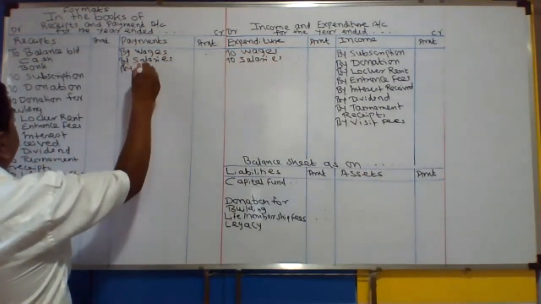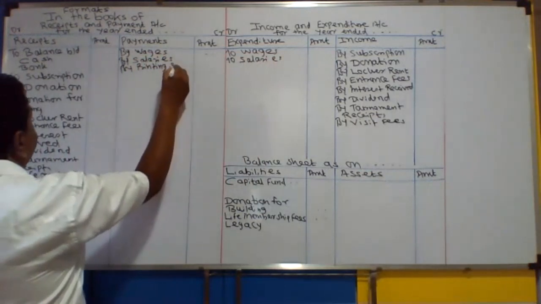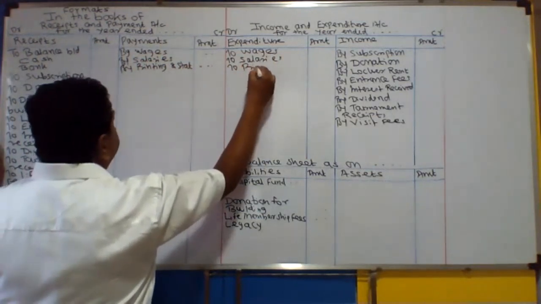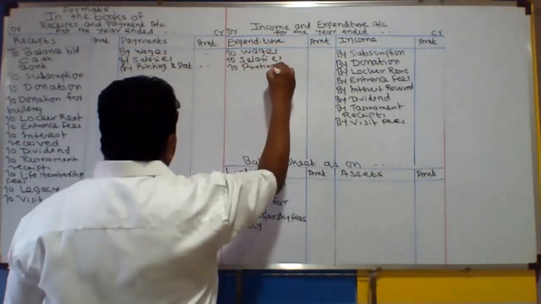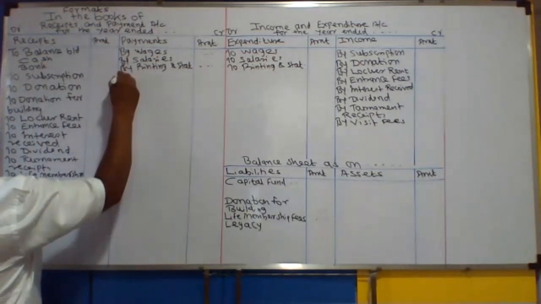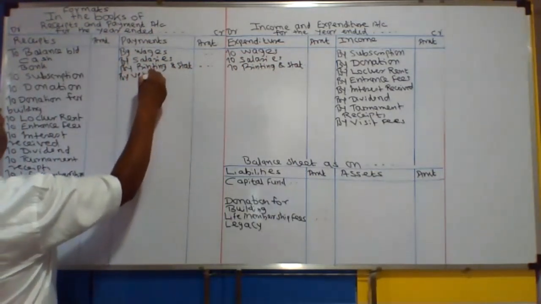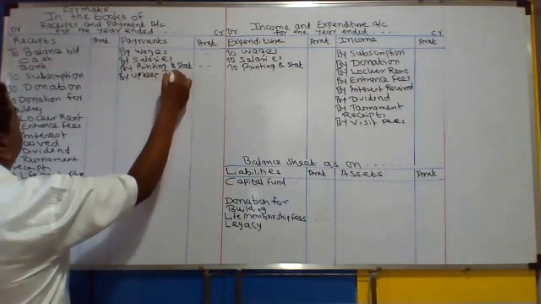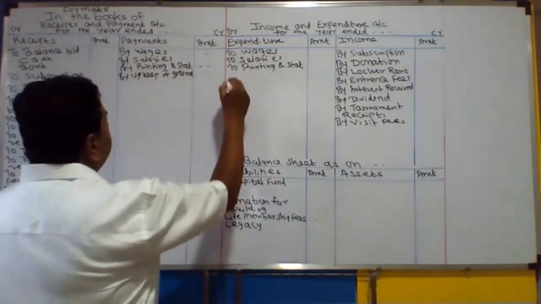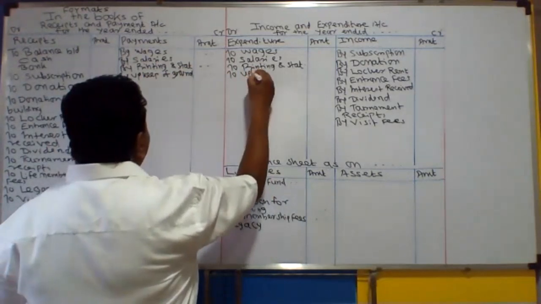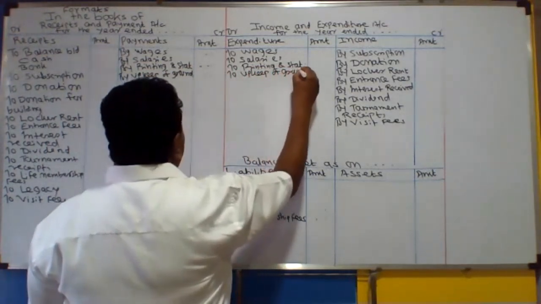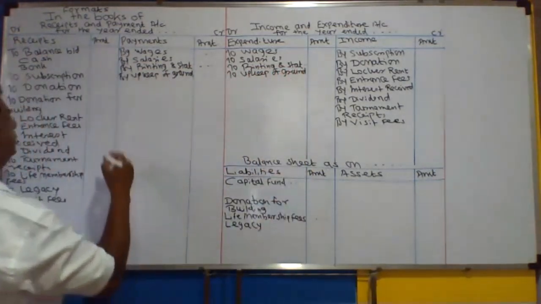By printing and stationery. By upkeep of ground. मतलब क्या होता है, मतलब ग्राउंड का रख रखाव, मेंटेनेंस ऑफ ग्राउंड। आपके स्कूल में जो ग्राउंड होता है उसका भी मेंटेनेंस करना पड़ता है। अपकीप ऑफ ग्राउंड, these are all revenue expenses.